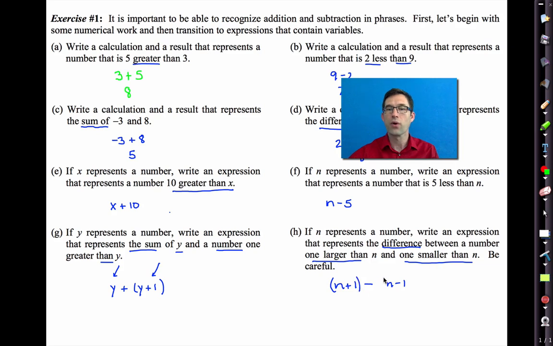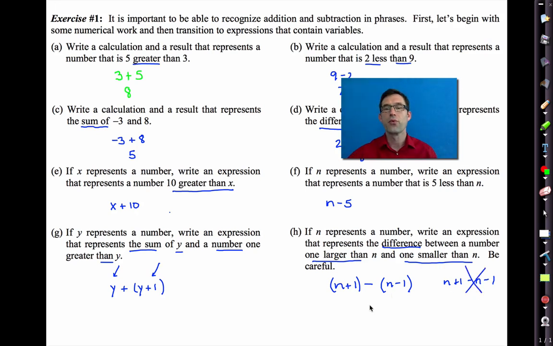Now, it's not quite right though. Anytime we're talking about a more complicated number, it sure doesn't hurt to put it in parentheses. And in fact, in this problem, it's absolutely essential. This is very different than this. Well, maybe not very different, but slightly different. This is n plus 1 minus n minus 1. This is n plus 1 minus n minus 1.